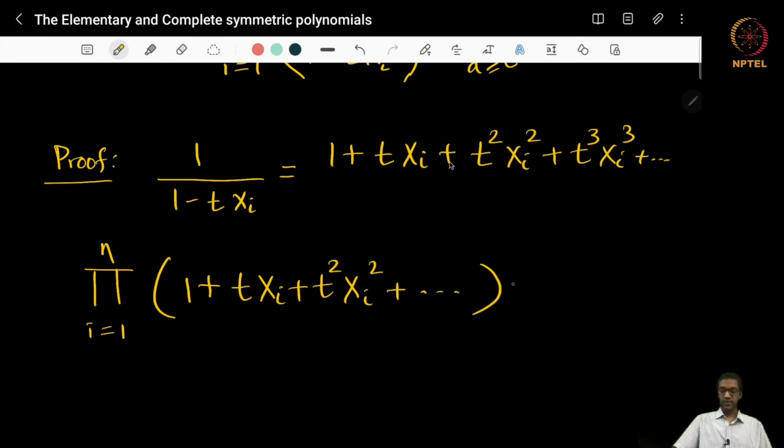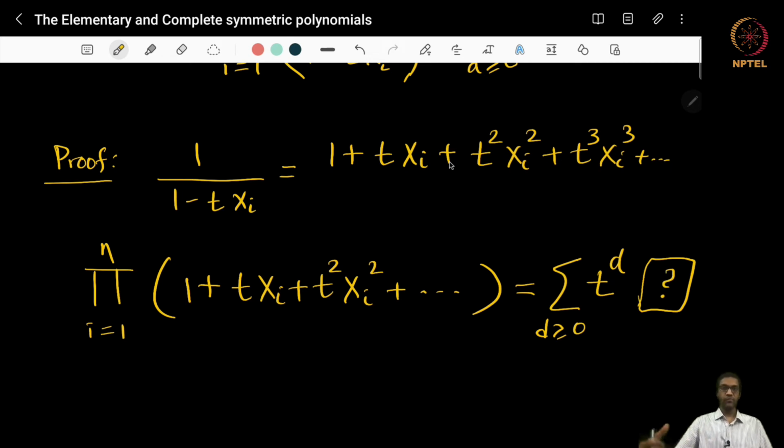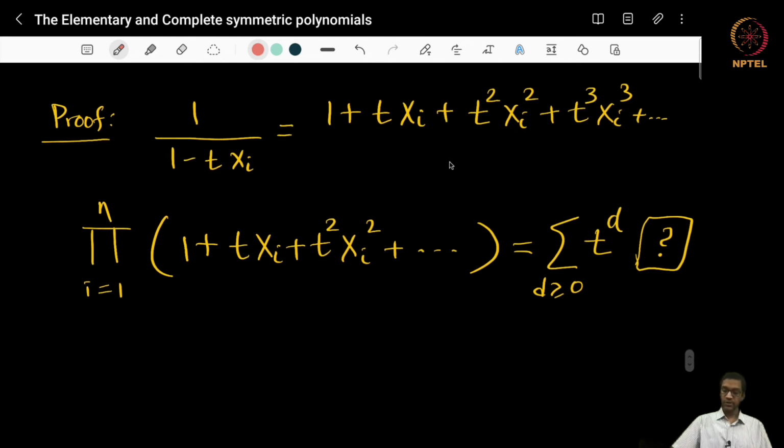Now we ask the same question. If I want to expand this out, this is going to be a power series in t, not a polynomial anymore. And now the question is, what's the coefficient of t power d? Earlier it was very obvious that it was ed, but in this case, let's think a little bit more. How does one obtain the coefficient of t power d? Again the same thing.